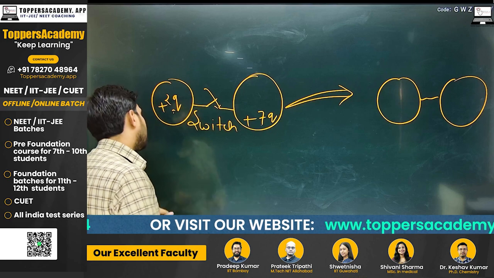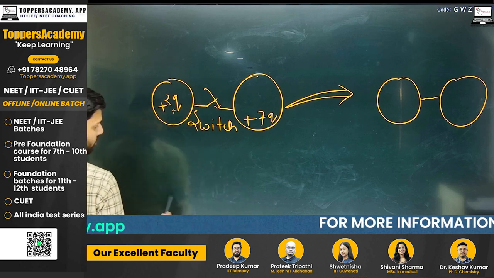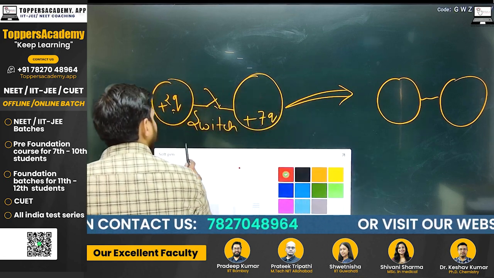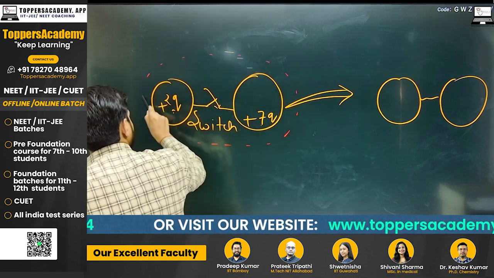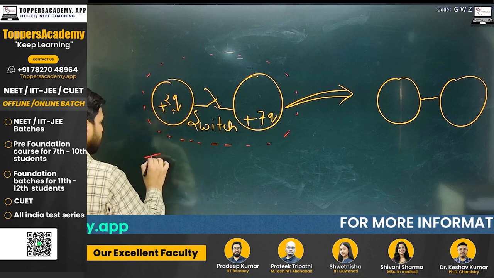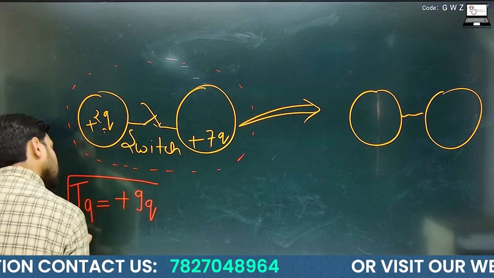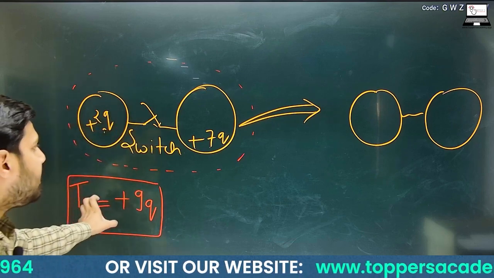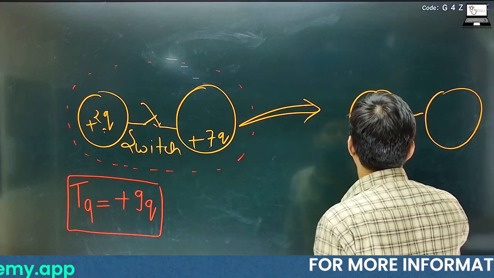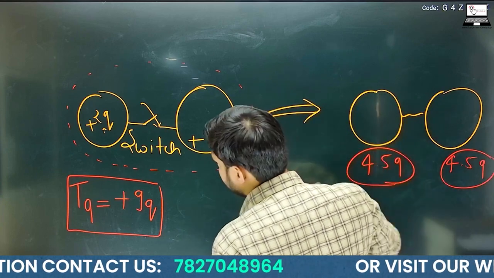How will charge transfer here? They are similar, by the way, as in the previous condition. How will it happen? Now look. First of all, talk about the whole system. How much charge does the whole system consist of? +7q, +2q, the total will be +9q. If we close the switch, this 9q will be distributed equally to these two. So 9q will be distributed as 4.5q and 4.5q, because both spheres are similar in dimension.